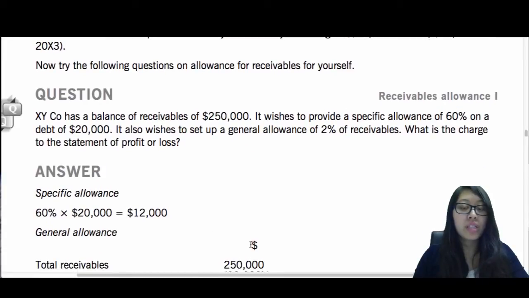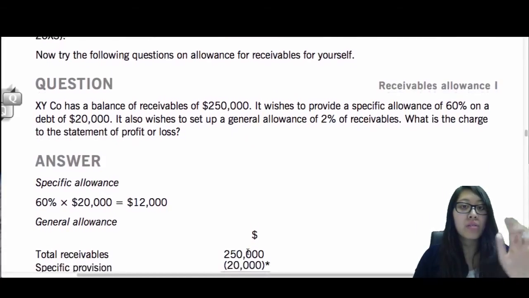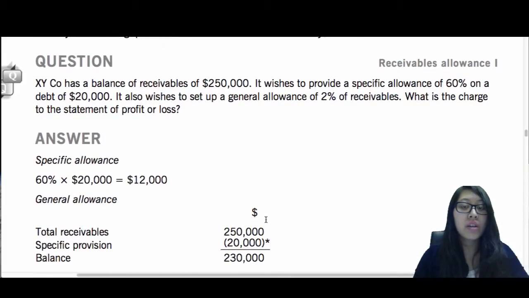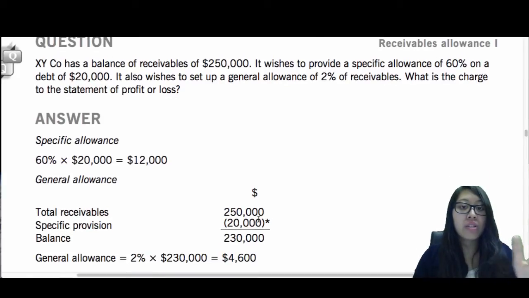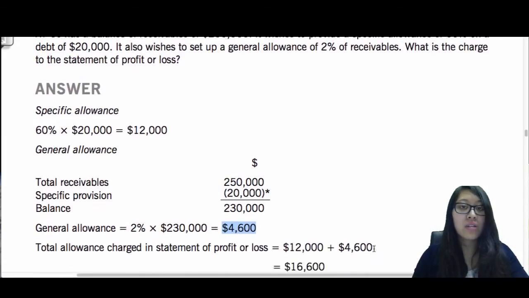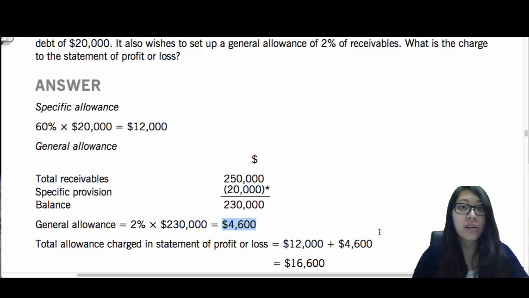So what we do is first we find the net trade receivables figure. So we take 250 minus the 20,000 because there was a specific allowance on that. And then we get the remaining 230,000. Only then we can get 2% of 230 to get our general allowance figure, which is 4,600. So what is the charge to the statement of profit or loss? In other words, what is your total allowance figure? What we are going to expense is the 12,000 and the 4,600. So at the end, we're going to get 16,600 allowance in the SOPL.